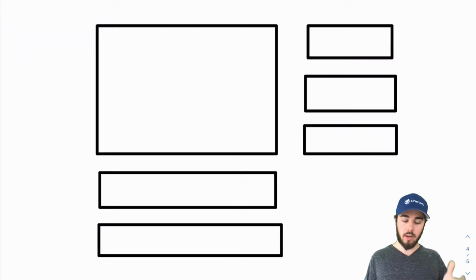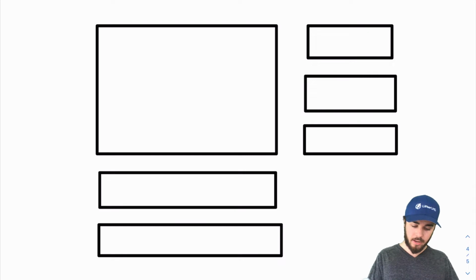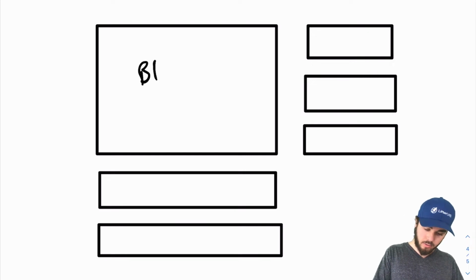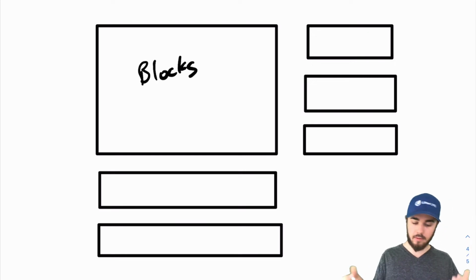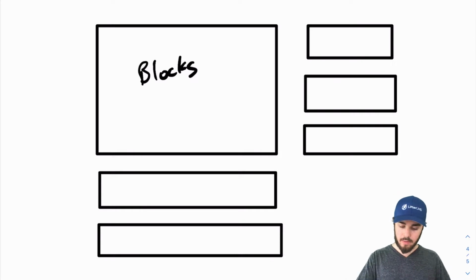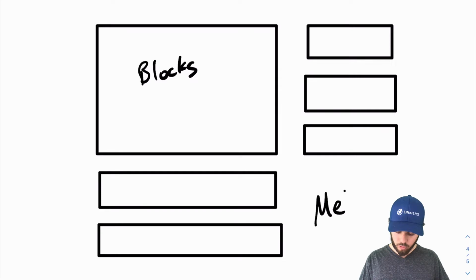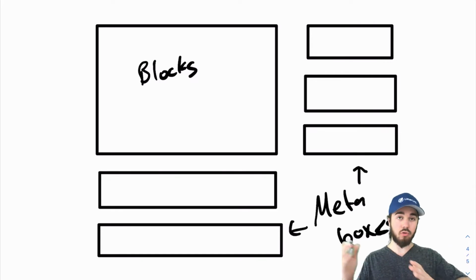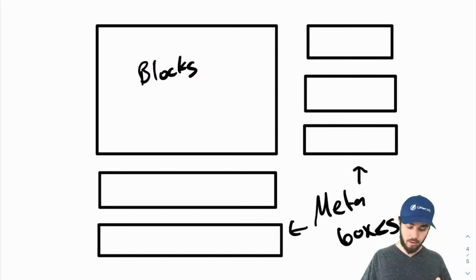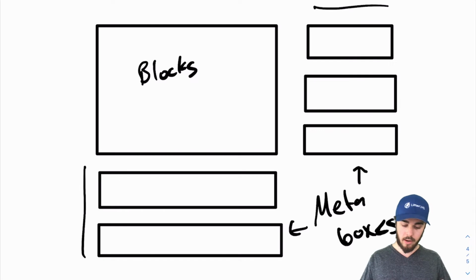So if we take a quick look at what's going on here, in the WordPress editor, you have this area with your blocks. This is the content area of the page, and then you have these items on the sidebar and these items on the bottom, which are called meta boxes. And so you can drag these meta boxes into the center area here or into the sidebar.